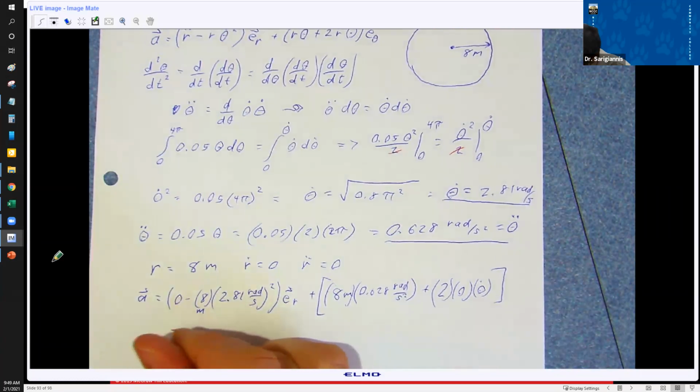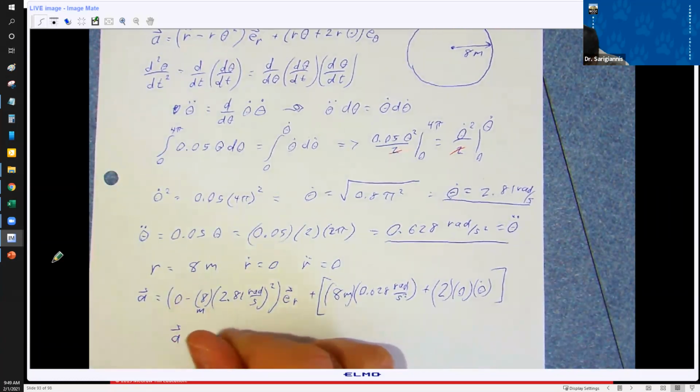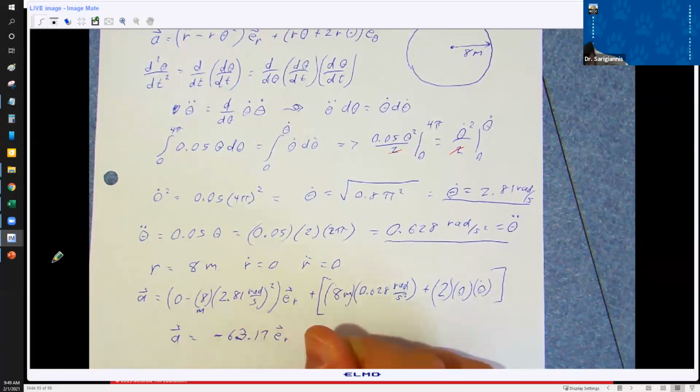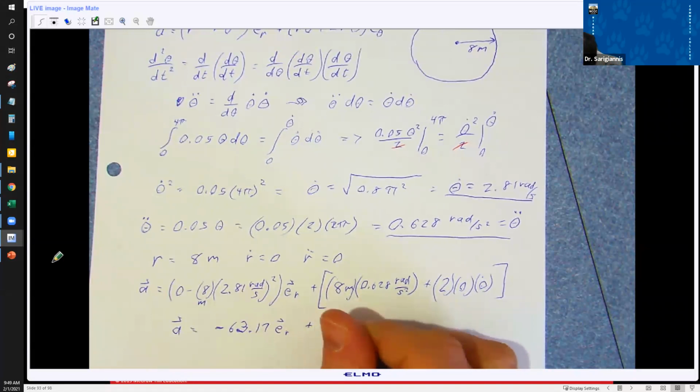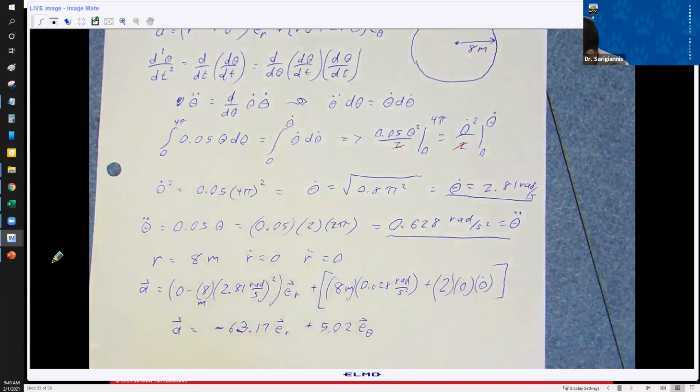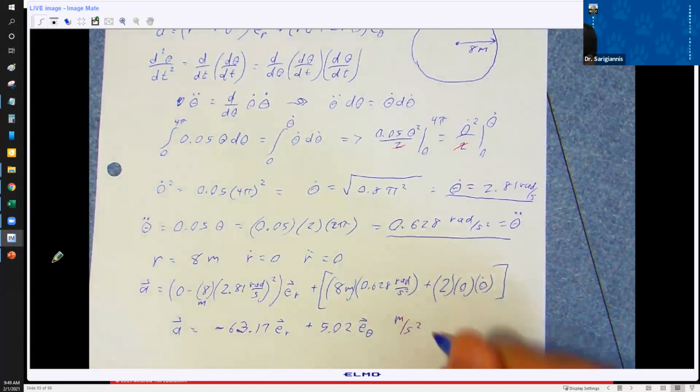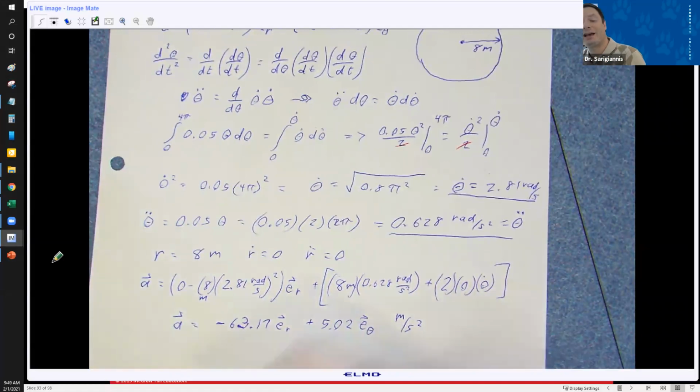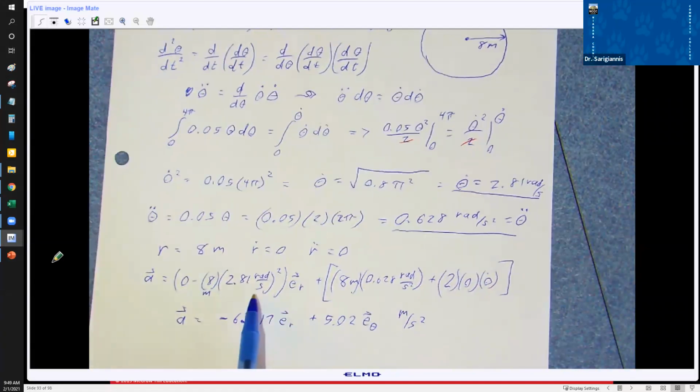So I wind up with the acceleration being just negative 63.17 e r, that's the radial vector, plus 5.02 e theta. And this is meters per second squared. Notice when you use radians, the radian is kind of just dimensionless, it doesn't show up in your final answer. It's just meters per second squared.